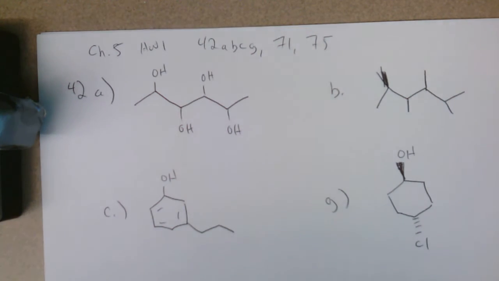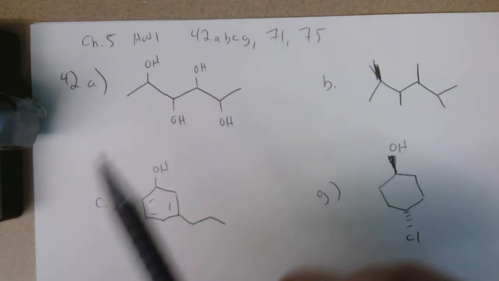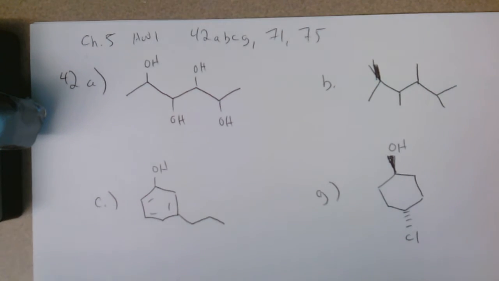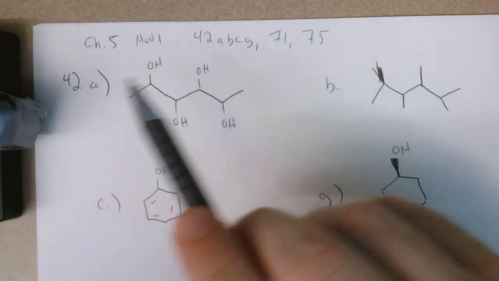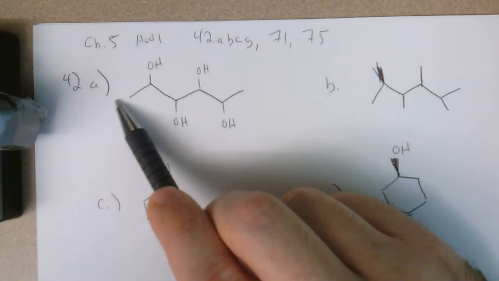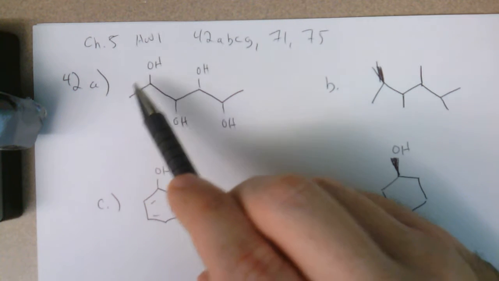This one asks us to label or find how many chiral centers there are, and we'll label them as well. So remember, for a chiral carbon, chiral center, we're looking for a tetrahedral, an sp3 carbon, that's attached to 4 unique things. So this carbon is attached to 3 H's and another carbon. Okay, so that's not 4 unique things.